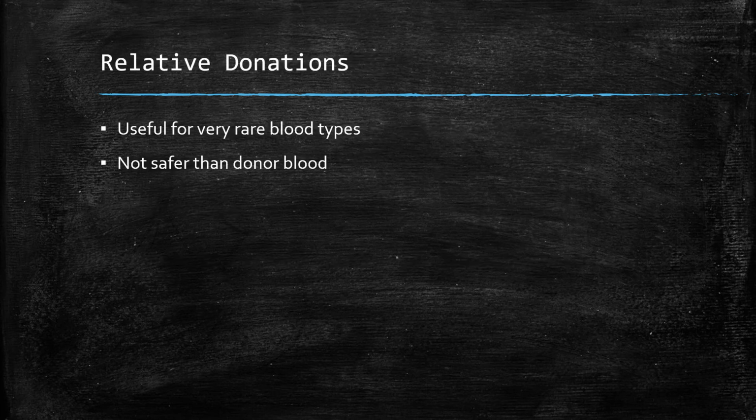Another variation on this theme would be to have a relative donate a unit of blood for you to use. As a practical matter, this turns out not to be safer than donor blood. The only real use case for this type of donation is in family kindreds that have very rare blood types.